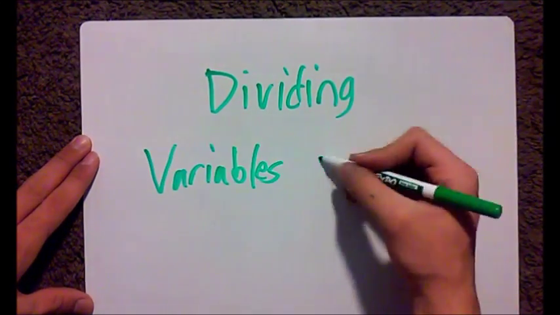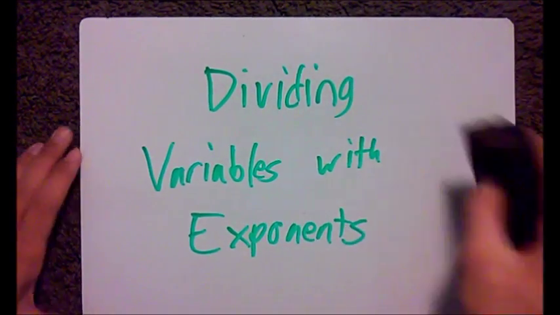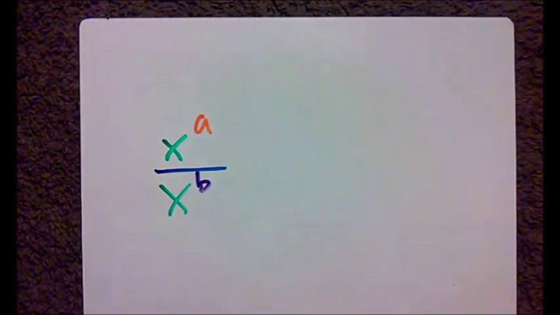The second rule of exponents that we will be teaching is what happens when you divide two variables with their own individual exponents. When you do this, the general rule is to subtract the exponent of the variable in the denominator from the one in the numerator.